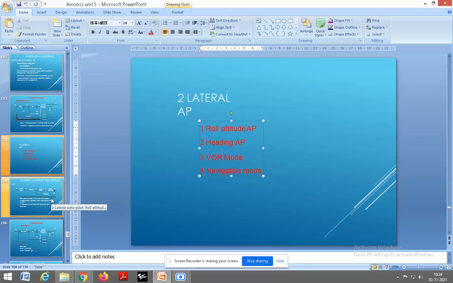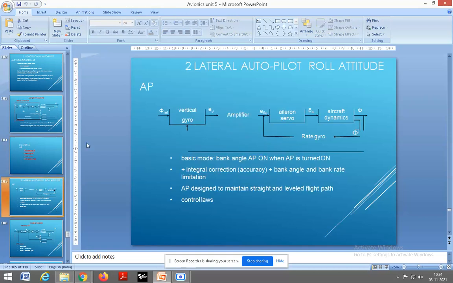Autopilot system is nothing but operation without the intervention or control taken by the pilot. Without the control of the pilot, your plane is going to operate or be controlled automatically. That is the autopilot system. So in the lateral mode, you are going to achieve or control all these points.